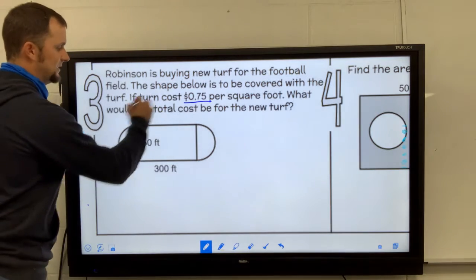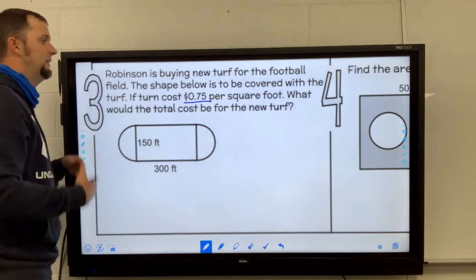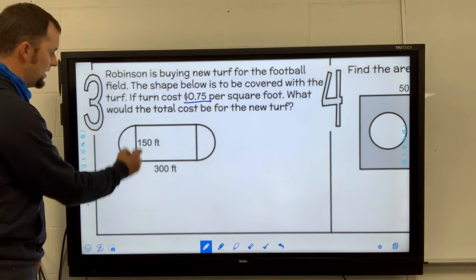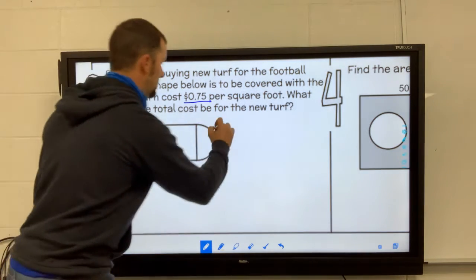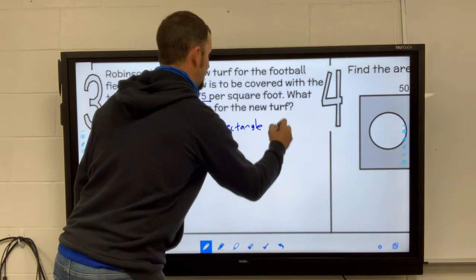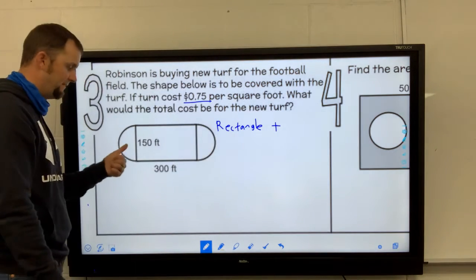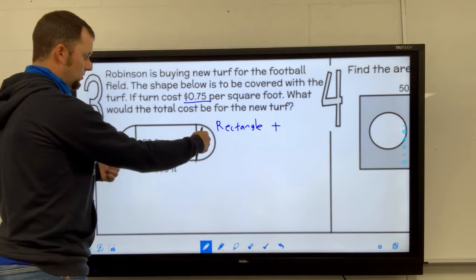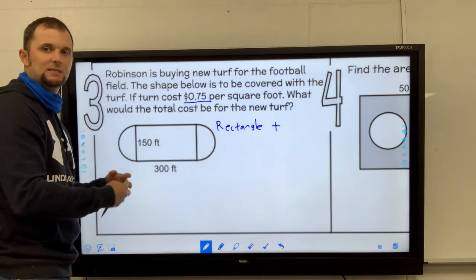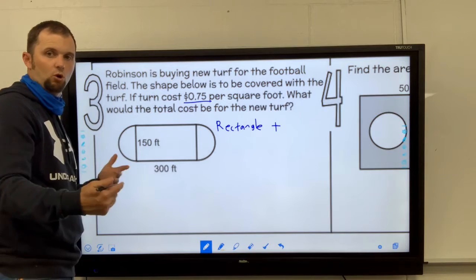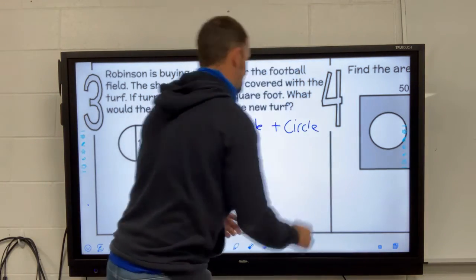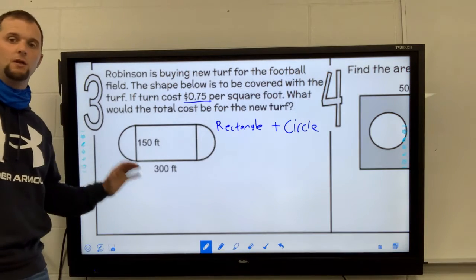So I need to cover this entire thing with turf, and I need to figure out the total cost. So the first thing I need to find is the total area. So it looks like right here, I am given a rectangle. So I need to take a rectangle. And then I'm gonna add, if I look, I have a half of a circle here and a half of a circle here that are gonna have the same measurement here. And if I combine those together, that's gonna end up giving me a full circle. So that means I just need to find the area of a circle. And that's going to end up giving me the total area of the whole space.